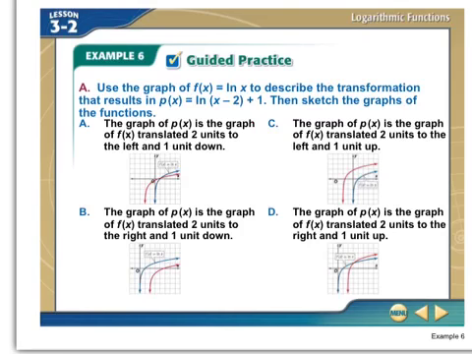In example 6 guided practice, you're asked to use the graph of f of x equals ln of x, natural log of x, to describe the transformation that results in p of x equals natural log of x minus 2 plus 1. Then sketch the graph of the functions. You have 4 choices, A, B, C, and D. I would like you to work out this problem and then submit your answer.